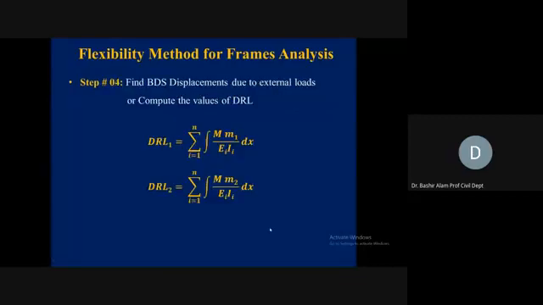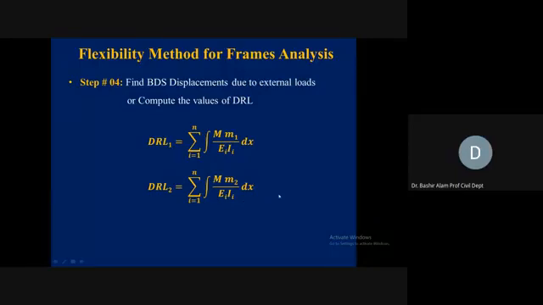Step number 4 now, here you need to find out, you already have the capital M value and the small m value, so that way you can find your DRL1 value. DRL1 is the displacement corresponding to AR1. So it will be the summation over all members of the integral of capital M times small m1 divided by EI dx. And DRL2 will become capital M times M2 divided by EI dx, corresponding to AR2. This way we compute the DRL matrix.